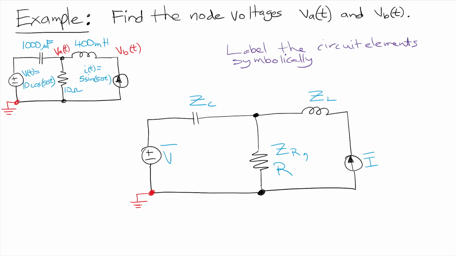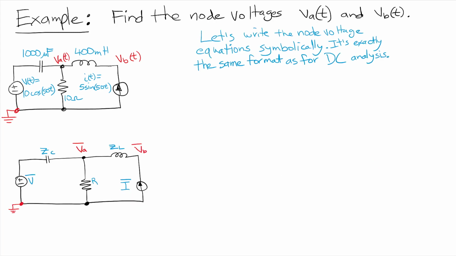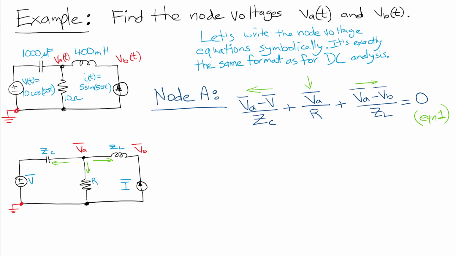Okay, so now let's put that symbolic circuit on the left-hand side as well. And what we're going to do is we're going to write the node voltage equations symbolically. And we're going to see that it follows the exact same pattern as we saw for DC analysis. Okay, so let's do node A. Okay, so now node A is right here, and this is the voltage, VA.